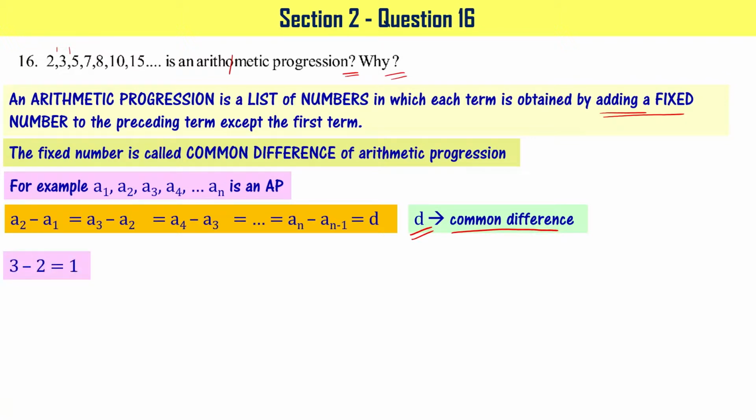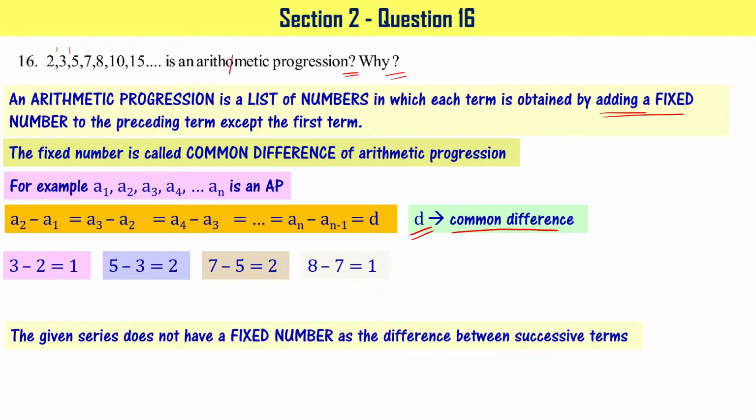a2 minus a1 is 1, right? 3 minus 2 equal to 1. a3 minus a2, that is 5 minus 3 is equal to 2. So you already have seen that there is no common difference, right? Let's check further. a4 minus a3, that is 7 minus 5, that is equal to 2. When it comes to the next pair, that is a5 minus a4, that is 8 minus 7, that is equal to 1. So there is no common difference, right?